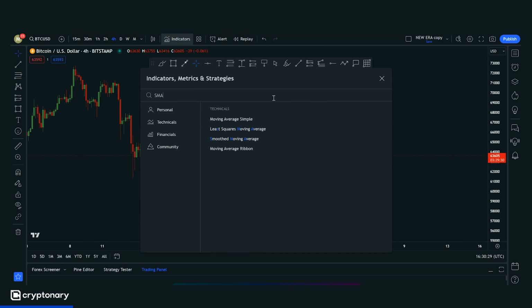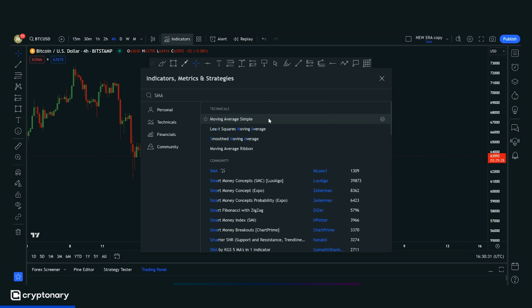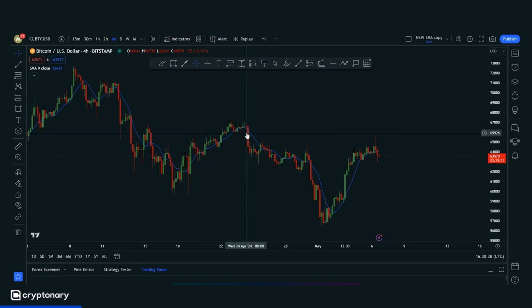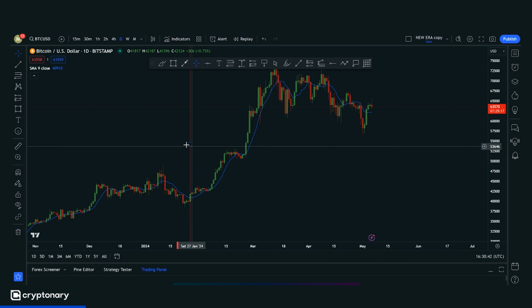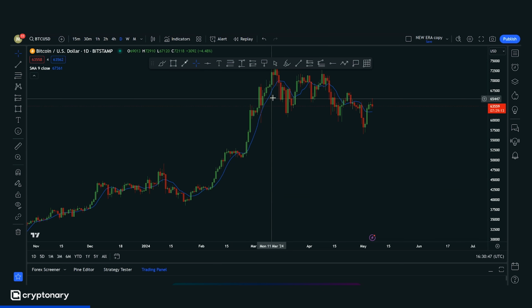What we're going to do is pull up an SMA, which is a simple moving average. So just click this one, the moving average symbol, that's where you find it, okay? And it's going to plot a little line here. We'll move to the daily time frame as well. So what you can see is it's like a line following the market.